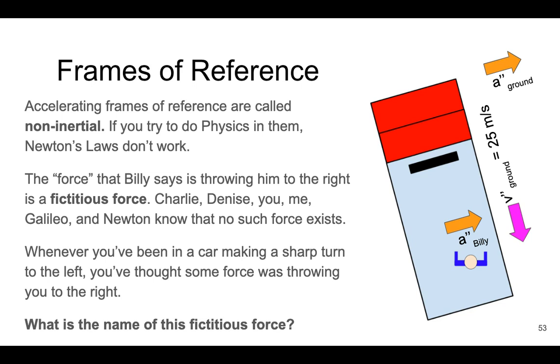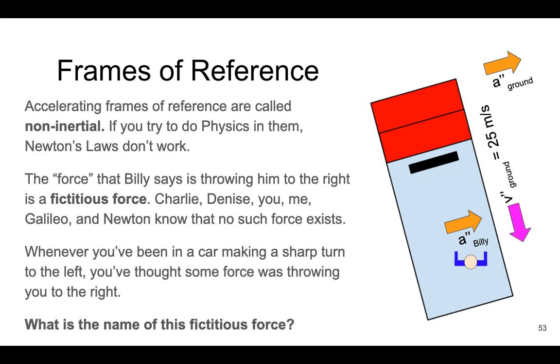The first law doesn't work. Objects don't stay at rest or in motion in a straight line at a constant speed. F doesn't equal ma if you're making your measurements in a non-inertial frame of reference. So remember, Billy had to come up with this force that was throwing him to the right. This force is what we call a fictitious force.